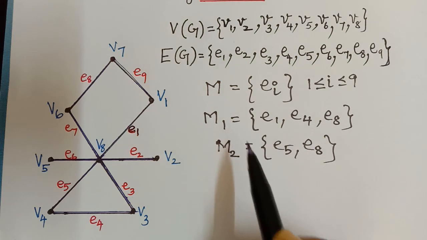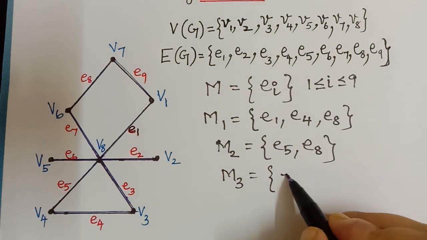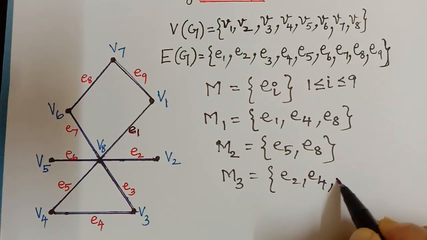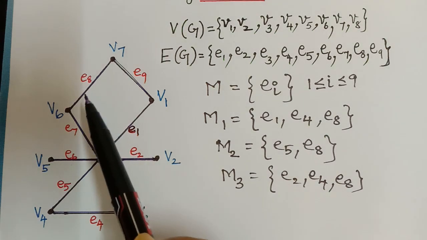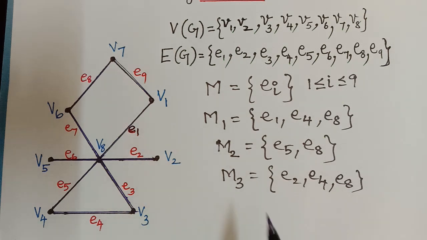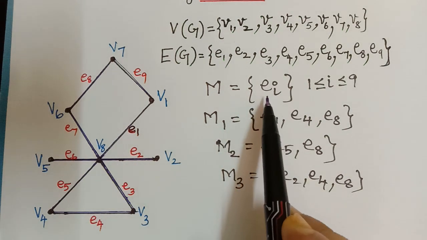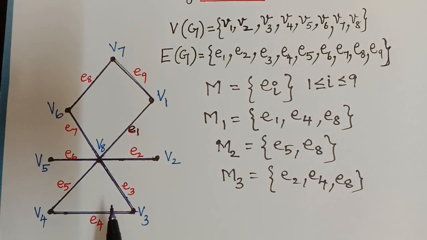Similarly, another set M3, which I can form with three elements, that is E2, E4 and E8. Here E4 is non-adjacent to E2 and E8, and E2 and E8 are not adjacent to one another. So M3 is a matching. Now I should check whether I can form a matching with four elements, because I was able to form with one element, two elements and three elements. I want to find the matching number for this graph, so I have to check whether I can form one with four elements.